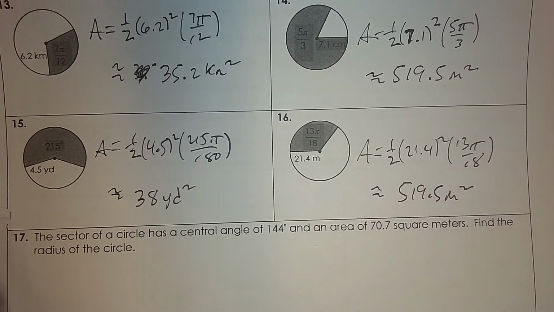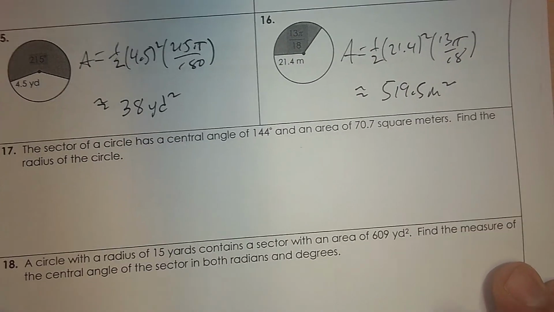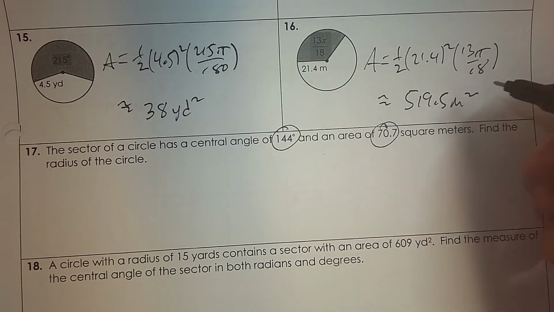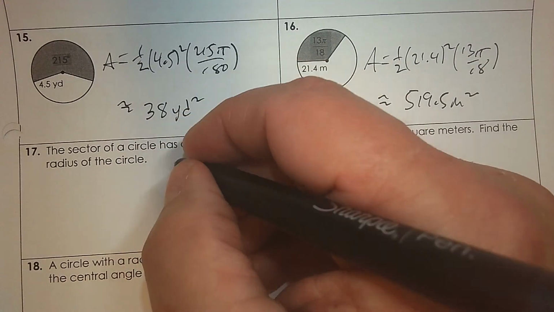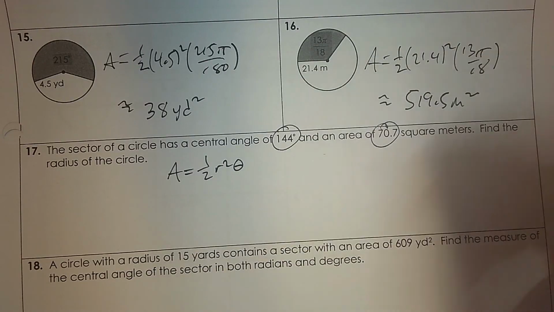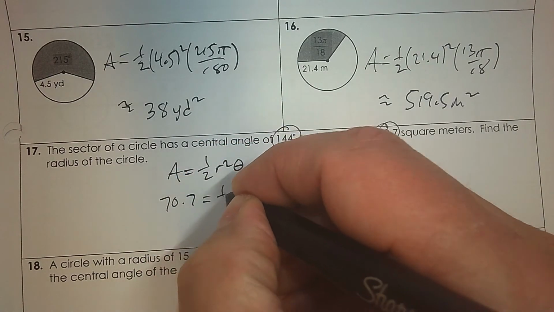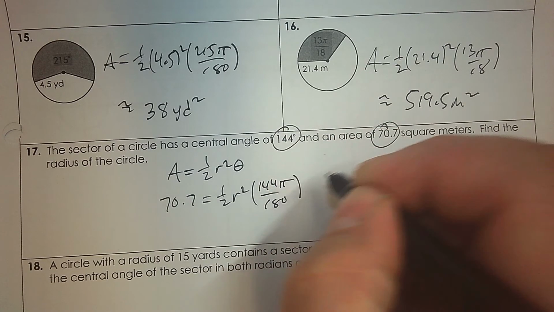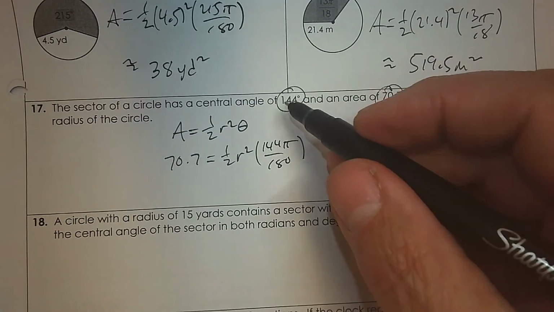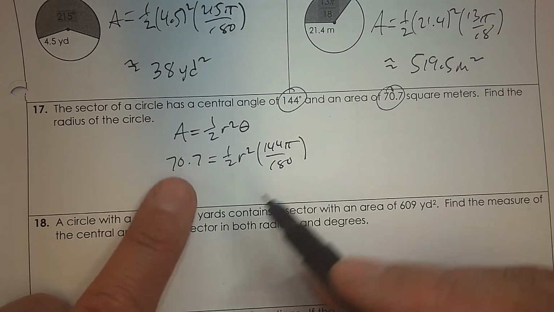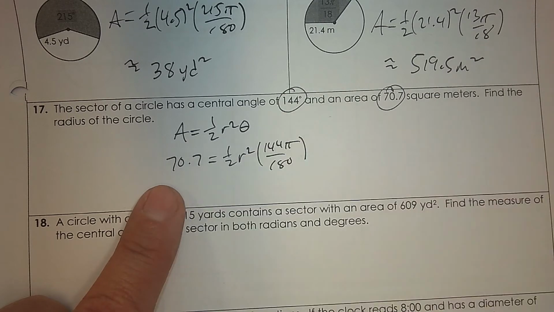All right, let's do a couple quick story problems. The sector of a circle has a central angle of 144 degrees and an area of 70.7. Find the radius. So the formula is area equals 1/2 r squared theta. In the question, it tells you that the angle is 144 and the area is 70.7, and what I'm looking for is the radius. So when I plug in the angle, make sure you write pi over 180 to put it in radians. The area is 70.7, and then I just need to solve for r.